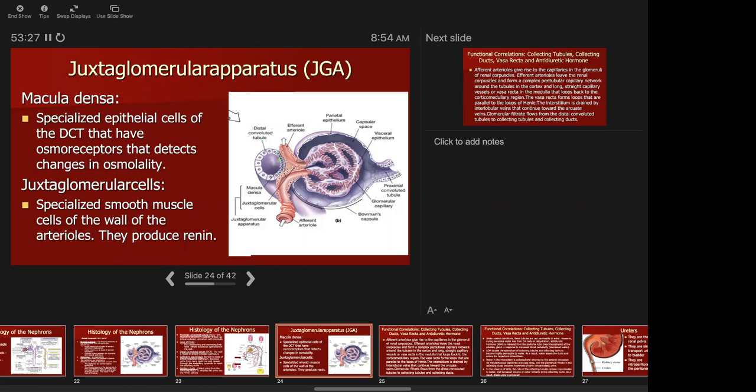Okay, so it's very important because this is where the hormonal function of the kidney comes in. We mentioned here these juxtaglomerular cells. They are specialized smooth muscle cells of the wall of the arterioles. They produce renin. Okay, so you can take this information.